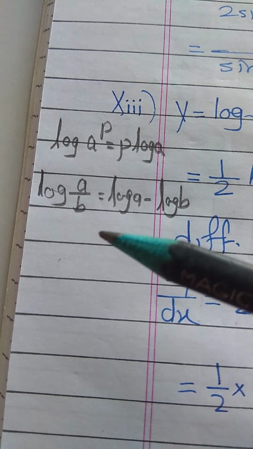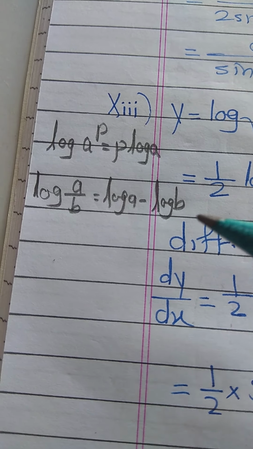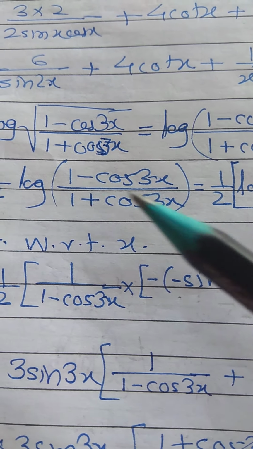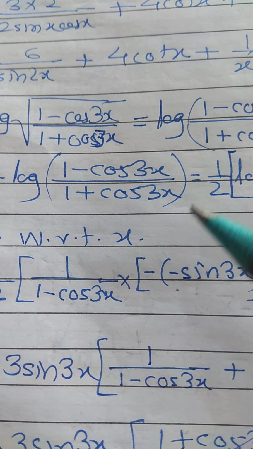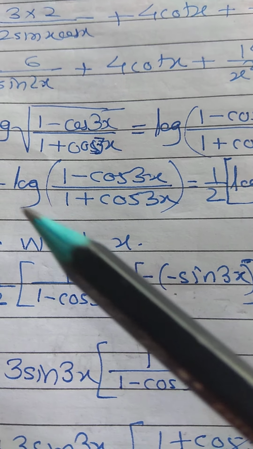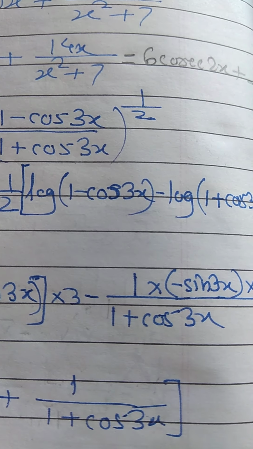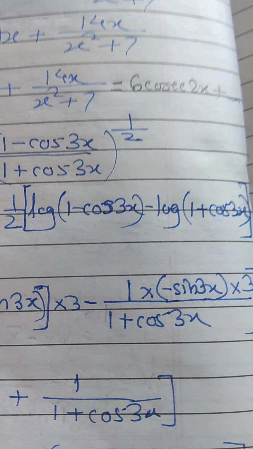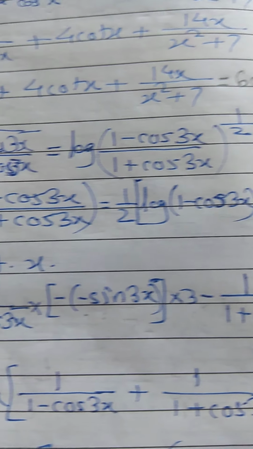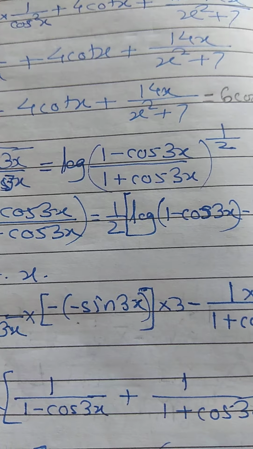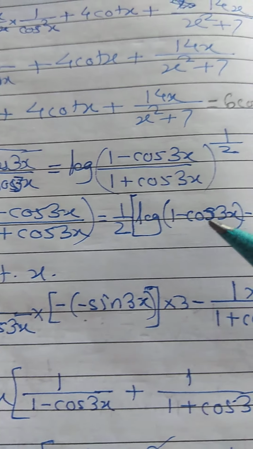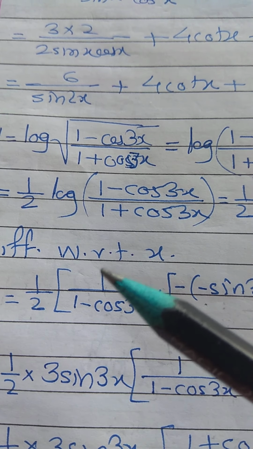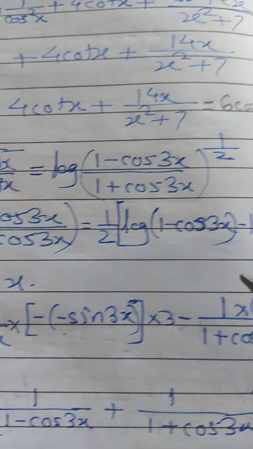Log of a by b is always equal to log a minus log b. Therefore, this will become half, as it is, log of 1 minus cos 3x minus log of 1 plus cos 3x. Now the function becomes easier and we can differentiate it with respect to x. 1 half as it is, derivative of log of something is 1 upon that thing. So it will be 1 upon 1 minus cos 3x.